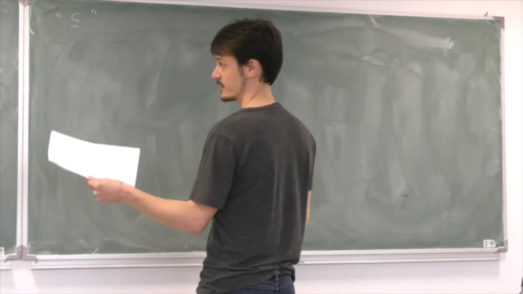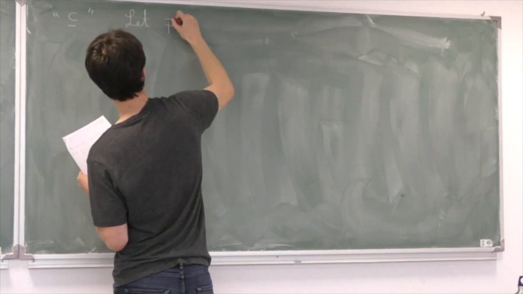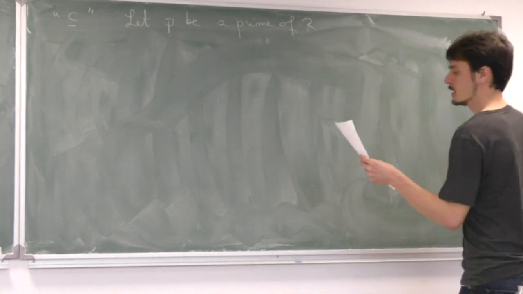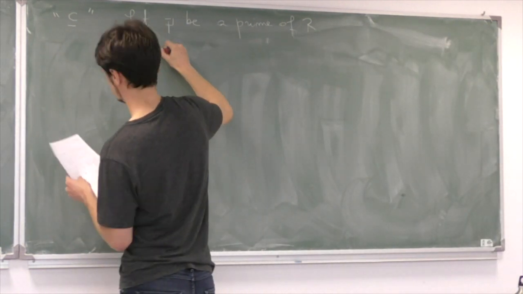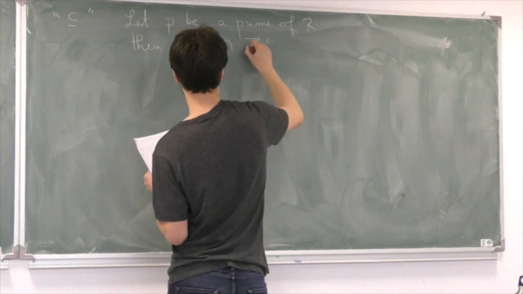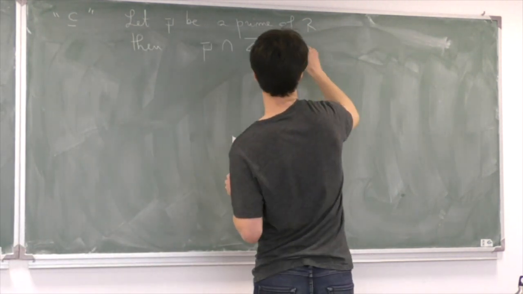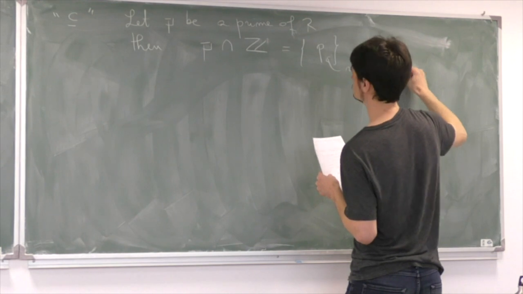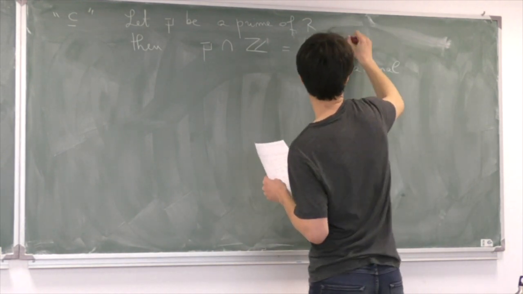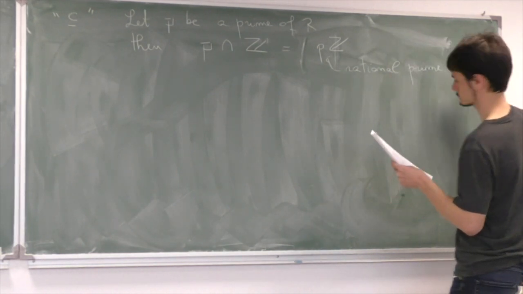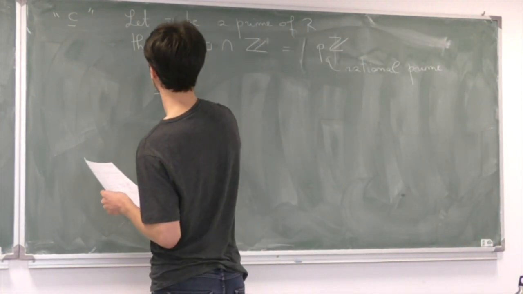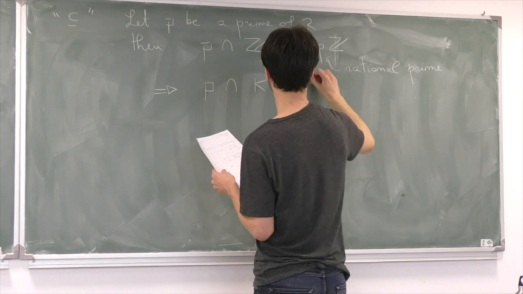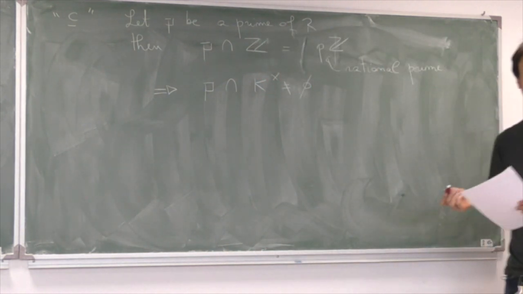So we take P, which is a prime of R, so a maximal ideal. Then when you take the intersection of P with the integers, you get a rational prime. So sorry, the ideal generated by a rational prime. Okay, and this, if you think a little bit about it, will show you that P must contain a non-zero divisor. In particular, the rational prime is a non-zero divisor inside K.